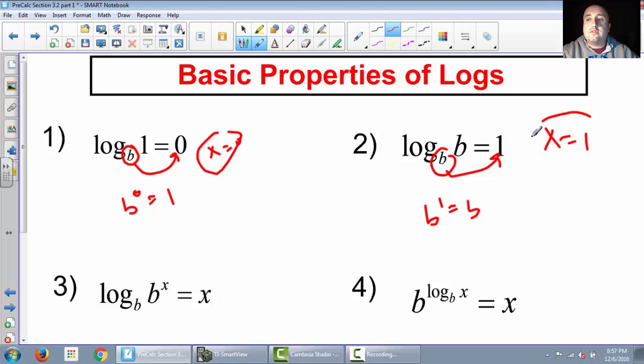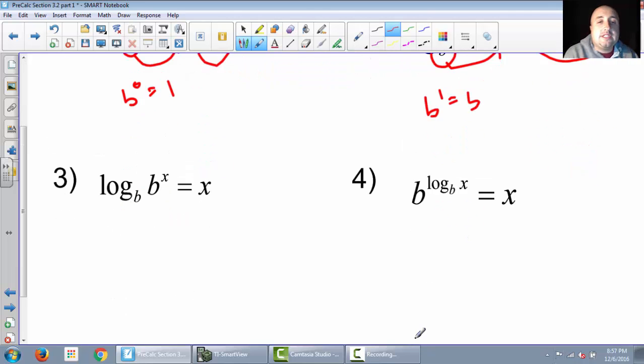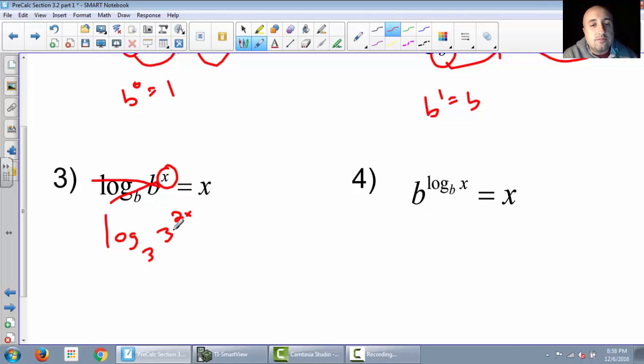Okay, and then last but not least, there are 2 properties that you always have to remember. Anytime you have a base and the number next to it that are equal to the same thing, those cancel out, and your answer is always going to be whatever the exponent is. So for instance, if you have log base 3 of 3 to the 2x power, the log base 3 of 3 cancels, and you're left with an answer of 2x. That is always going to happen.